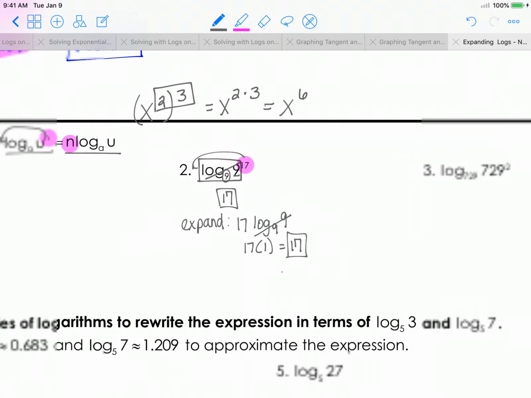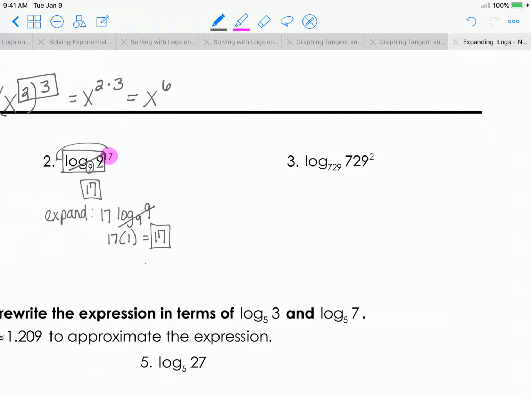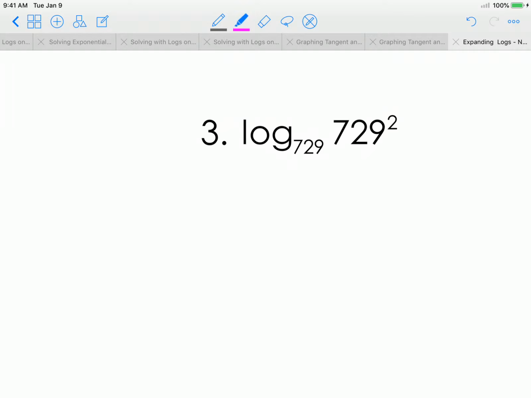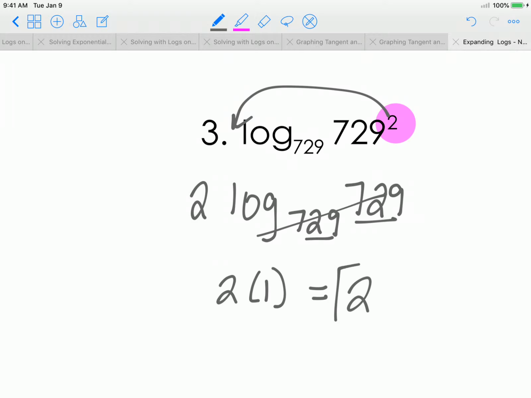Okay, so the point is that you can expand these out, because we're going to have some variables in there eventually, and we've got to know to bring the exponent to the front. So remember, exponent to the front. Let's just expand this, and it becomes 2 log base 729 of 729. Well, these are the same, so that becomes 1. So 2 times 1 is 2. All right, hopefully that's not too bad.